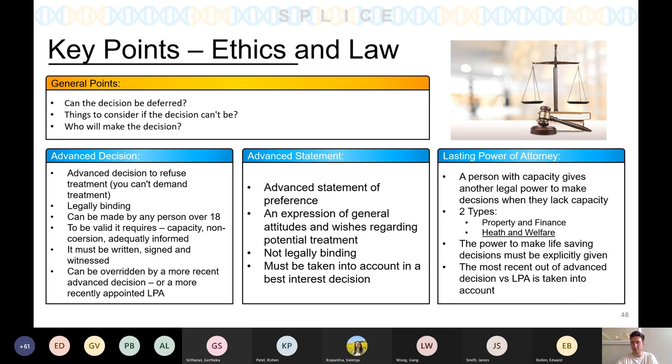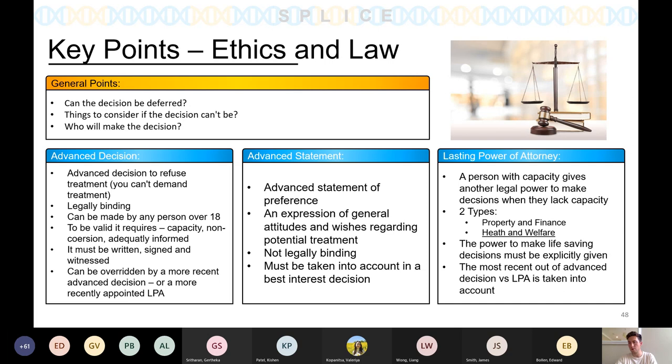And then this should be given to the treating team or a GP so that a clear note is in their medical records that this is what they have decided. I've included advanced statement because in an OSCE station, you might get asked the difference. And the key difference is the legal weighting. Essentially, advanced decision is legally binding and advanced statement's not.